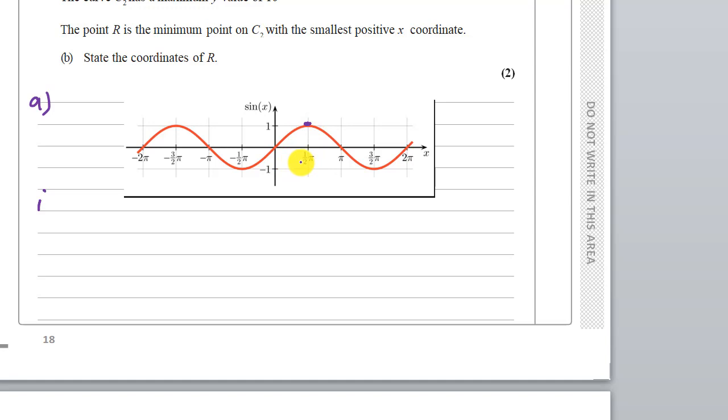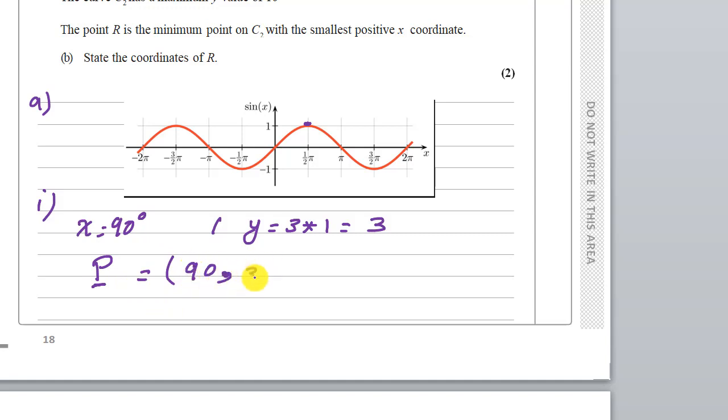So this point is half pi, which is 90, because remember it's in degrees. So x is equal to 90 and y is equal to 3 multiplied by 1, because 3 sine. So we have x equal to 90, and y is equal to sine 90, which is equal to 1. So 3 multiplied by 1 equals 3. So the coordinate of B is x equals 90 and y is 3.